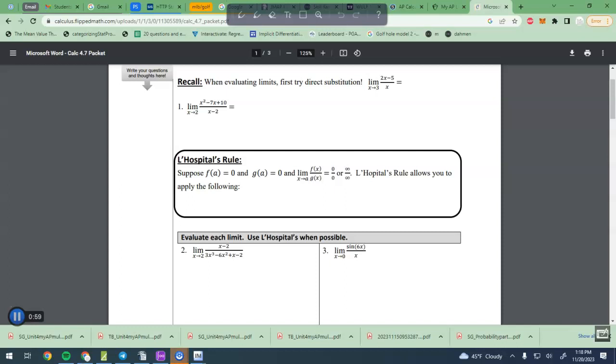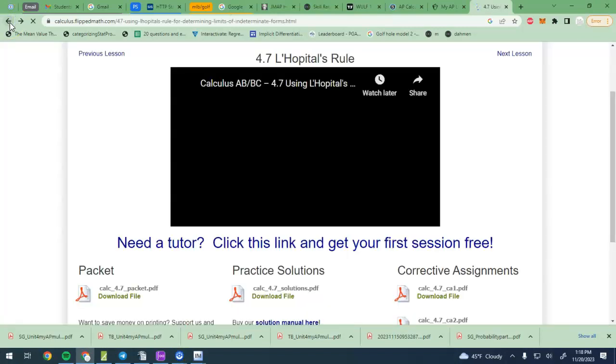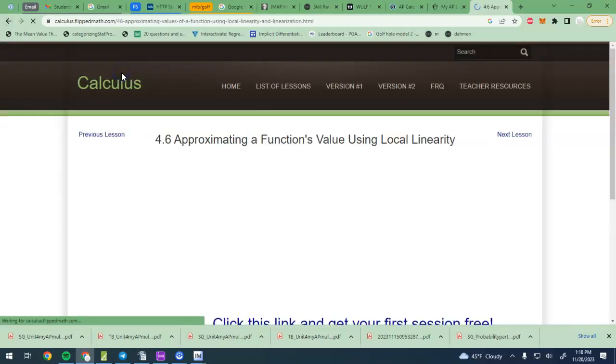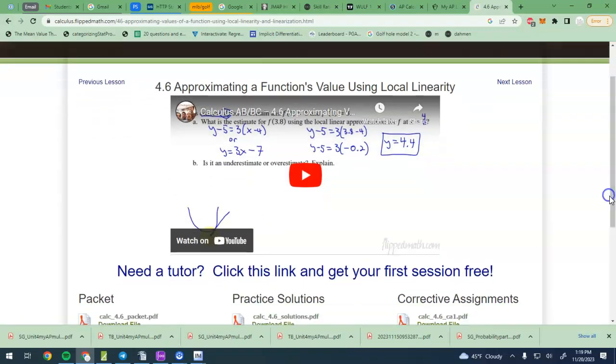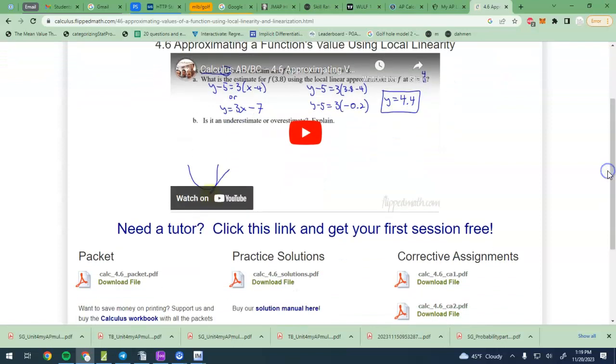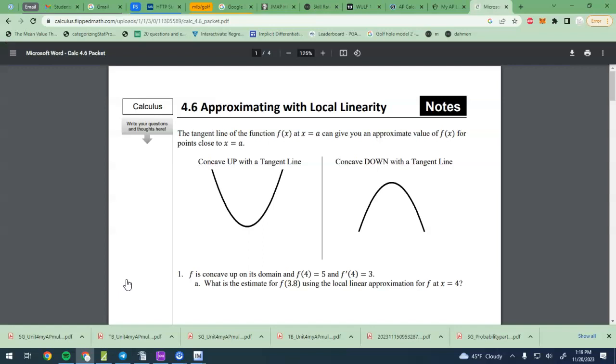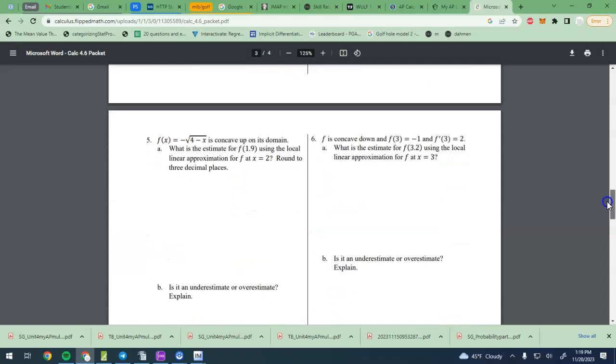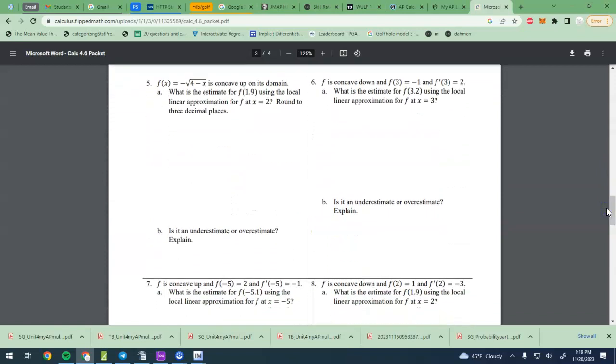Any questions on 4-6? Yeah. Number 5. Is it? I don't know if that's true. Wait, which one? You gotta be kidding. Fortunately, you have to do 5.